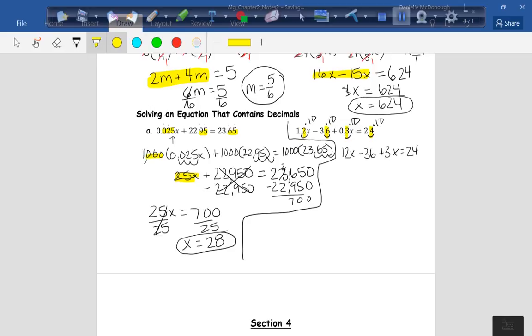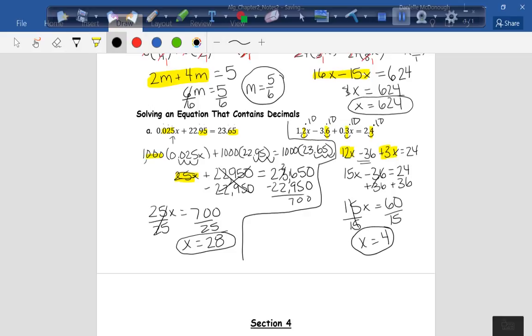Now we're going to ask ourselves, well, there's no distributive property here, but there are some like terms to combine. So we have 12x plus 3x, which is going to give us 15x minus 36 equals 24, because remember, the sign in front goes with it. We're going to add 36 to both sides to get 15x is equal to 60. Divide by 15 to get x is equal to 4.